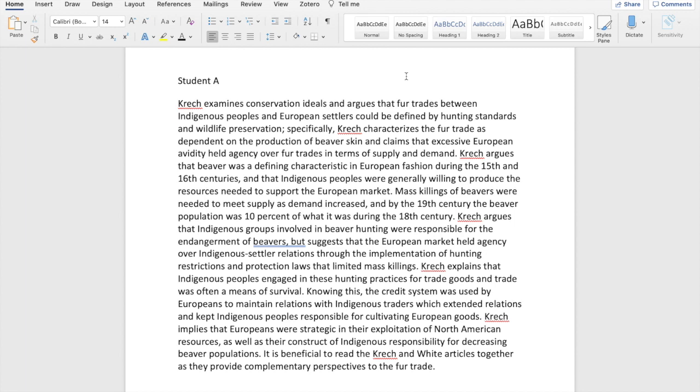Then the author goes on to talk about specific things, a defining characteristic of European fashion, mass killings of beaver needed to meet supply and demand. Indigenous groups involved in beaver hunting were responsible for the endangerment of beavers, a crucial piece of the article. And this author takes us through a series of other details. Kretsch explains that indigenous peoples engaged in these hunting practices for trade goods, and trade was often a means of survival. Other significant details through here.